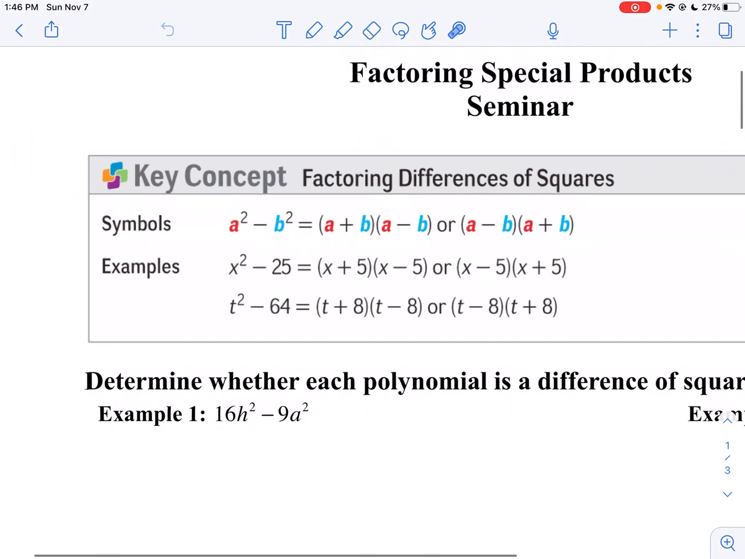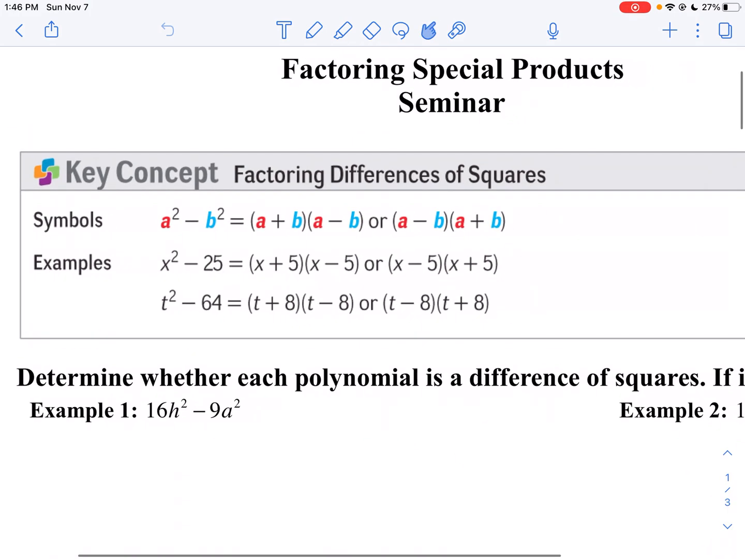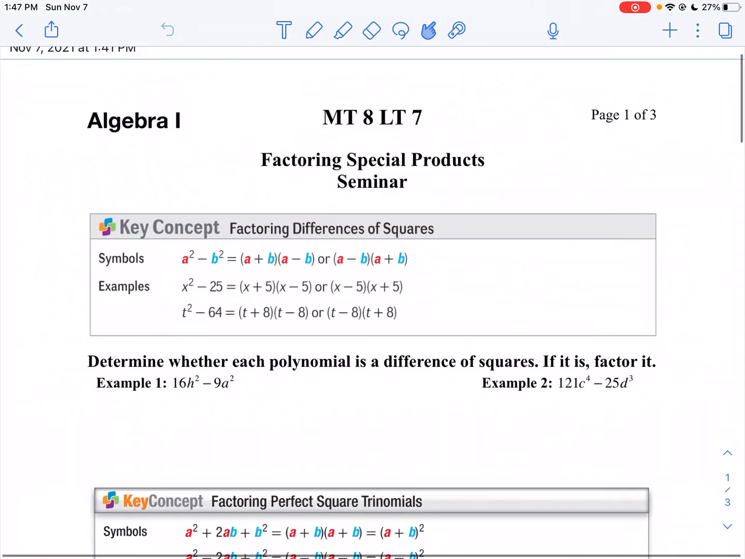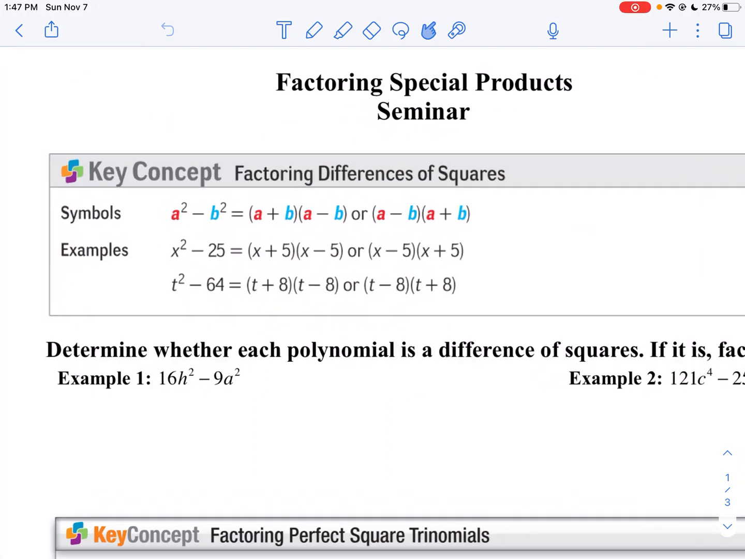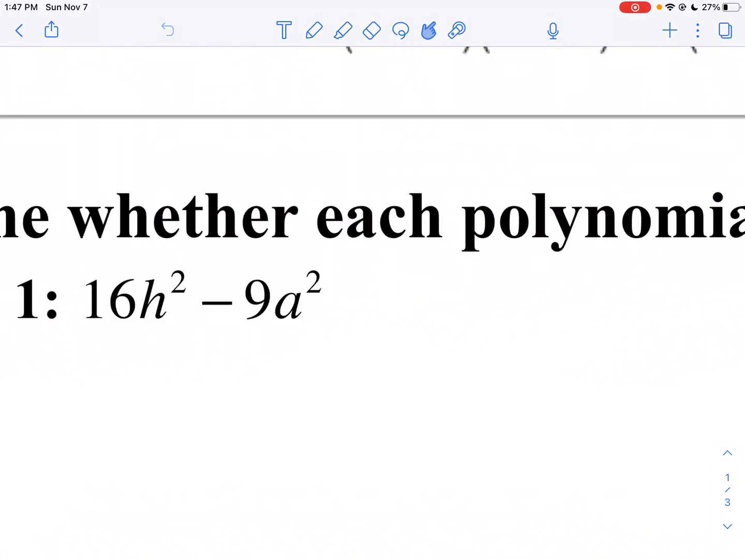So what happens on our directions here? It says determine whether each polynomial is a difference of squares. If it is, we're going to factor it. Well, kind of like I said before, I think what we'll try to do is answer that question. So I look at my first term. Is it a perfect square? 16 is a perfect square because 4 times 4 is 16. 9 is a perfect square because 3 times 3 is 9. I got a minus sign between them. So yes, this is a difference of squares.